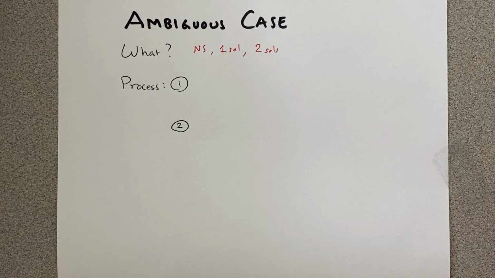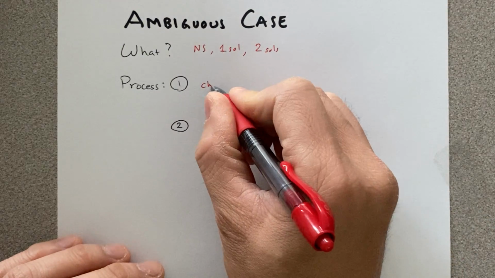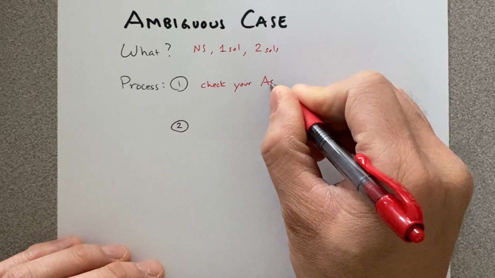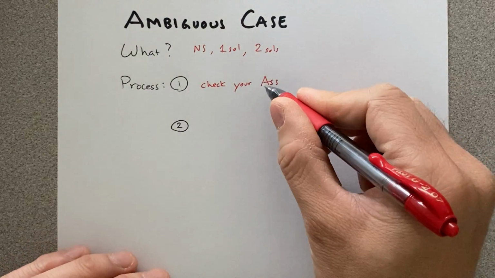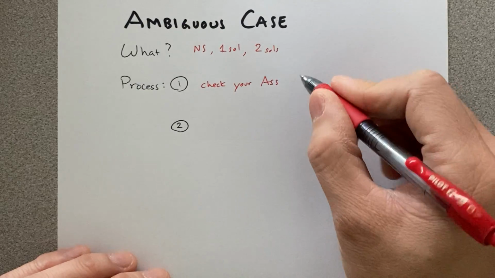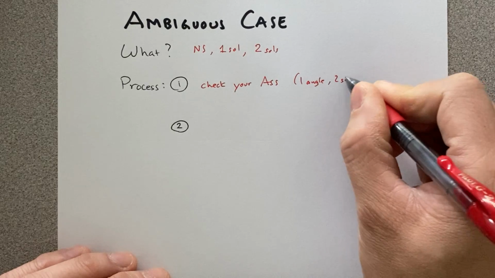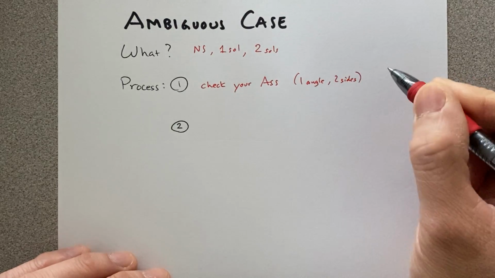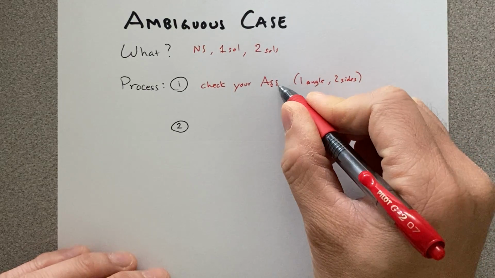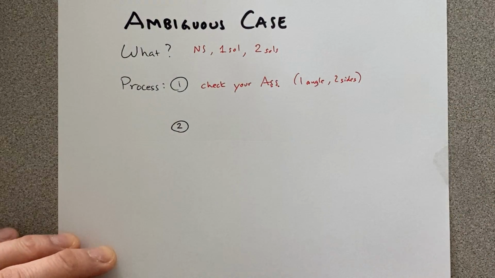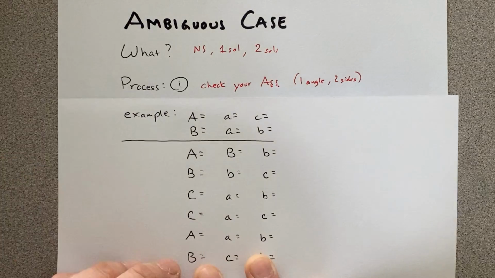The process in doing that is, step number one is to make sure that we are in an ambiguous situation, which means you have to check your ASS. Capital A, lowercase sides means you have one angle and two sides. And more importantly, you know you have ASS if one of these two sides happens to be the same letter as that capital angle. So let's do a real quick practice of this situation.